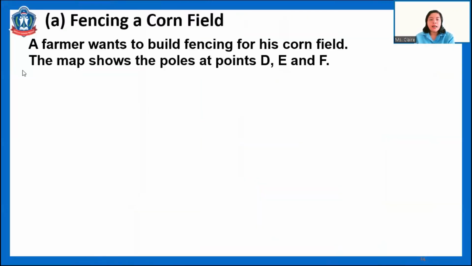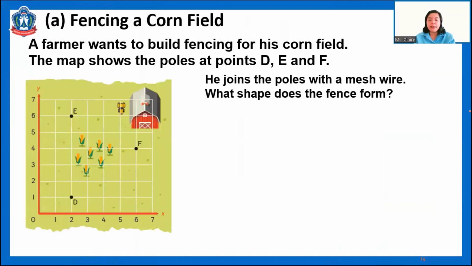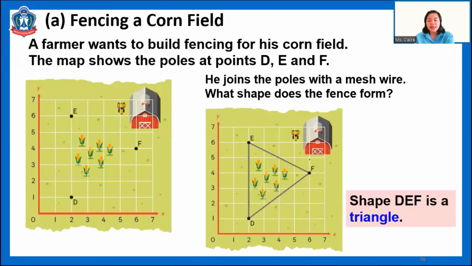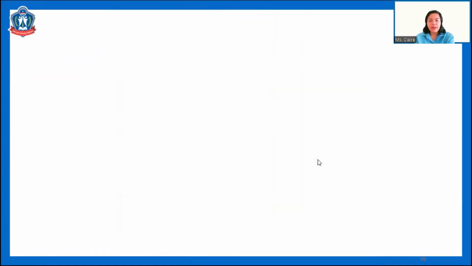Okay, so I have here a problem. A farmer wants to build a fencing for his corn field. The map shows the poles at points D, E, and F. He joins the poles with a mesh wire. So what shape does the fence form? So if we are going to form point D, E, F, what shape, children? Yes, it's a triangle. So shape DEF is a triangle. Okay, how about this one?